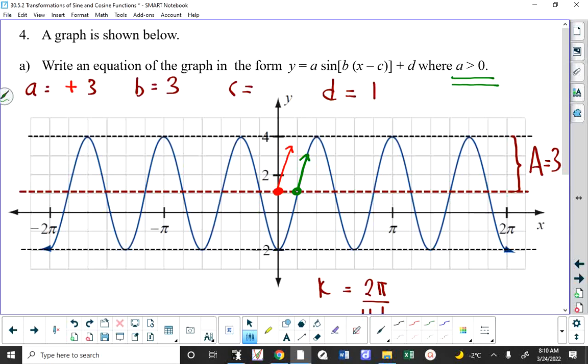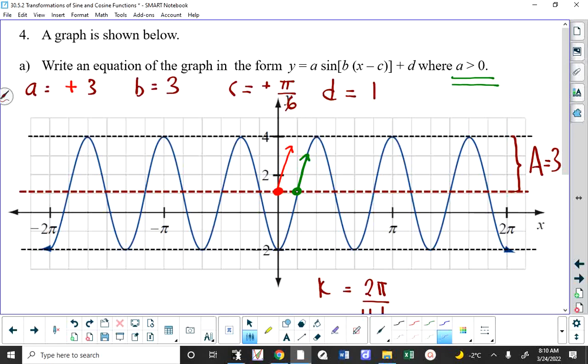So the red graph is the graph basically with no phase shift. And the graph with no phase shift is not what we want. We want a graph that matches the green graph. The question is, what can we do to that red graph to get the green graph? And the answer is we have to shift that red curve to the right pi over 6. And that means that c is going to have a value of positive pi over 6.